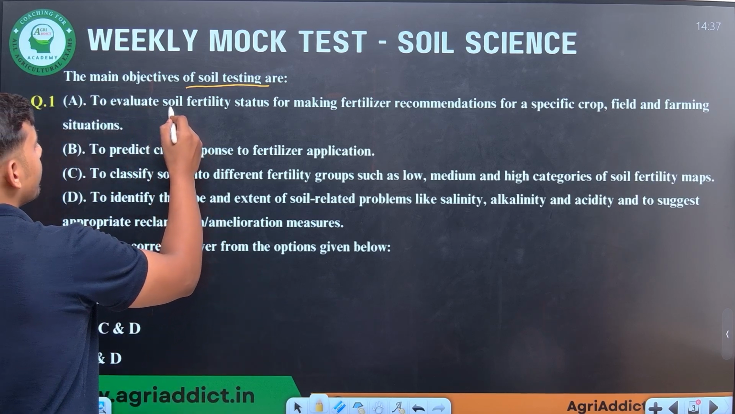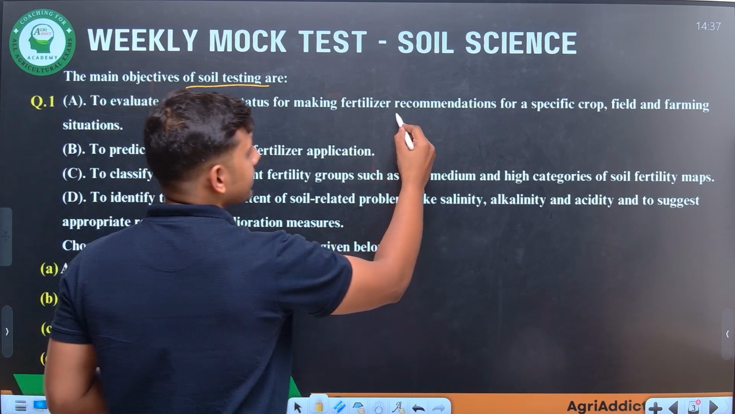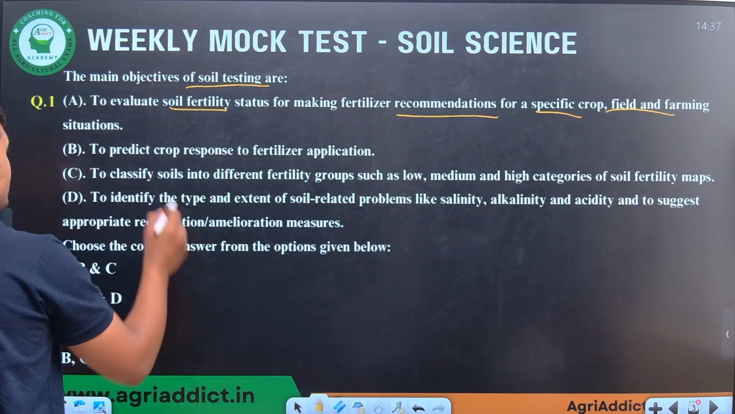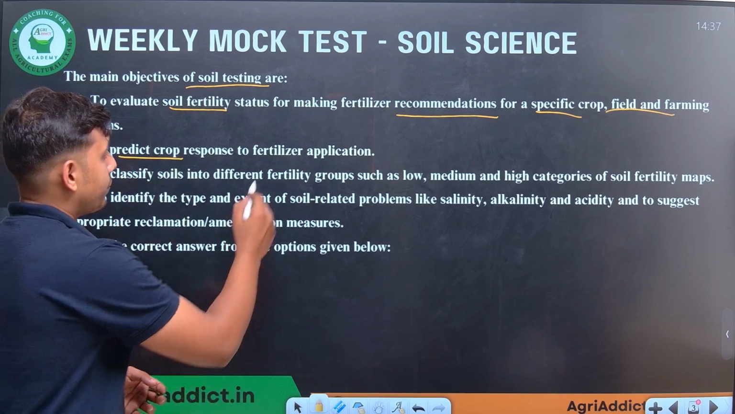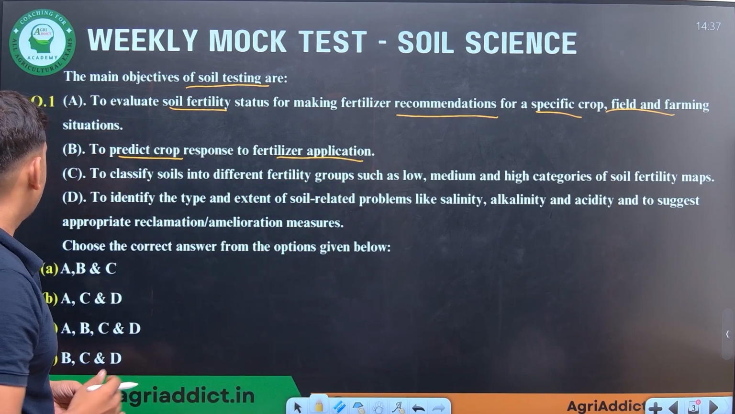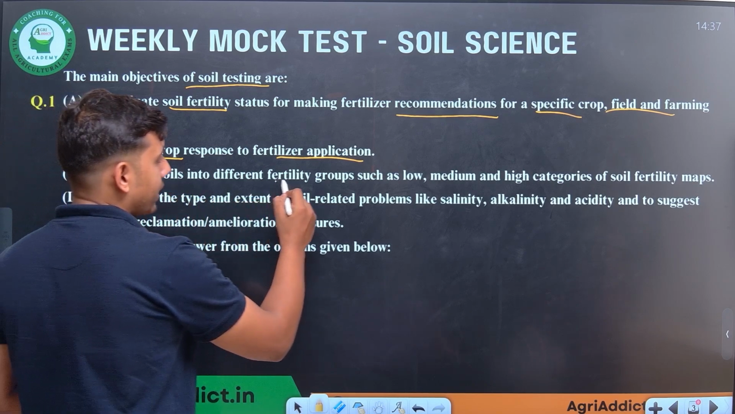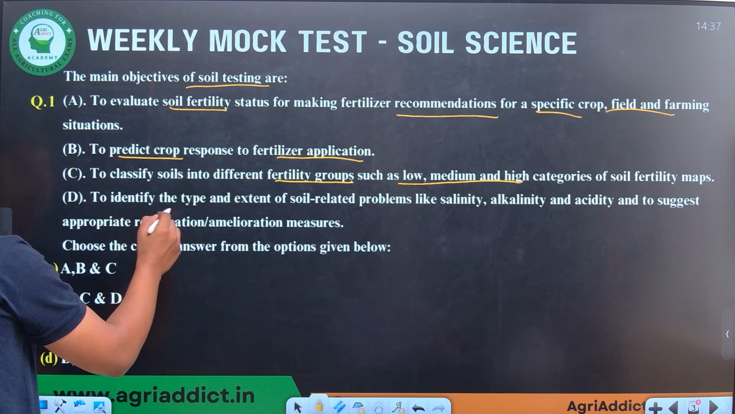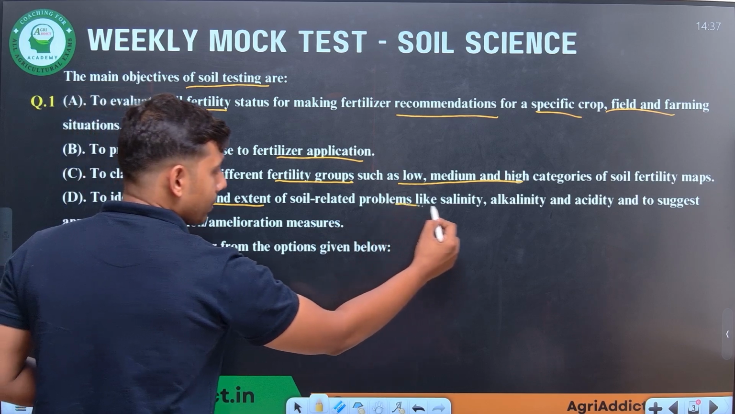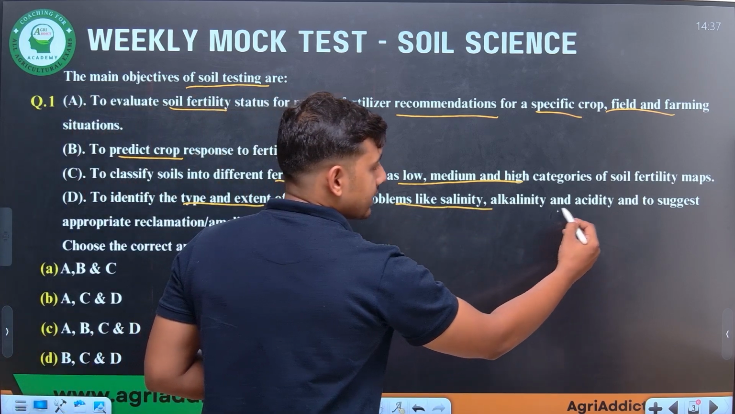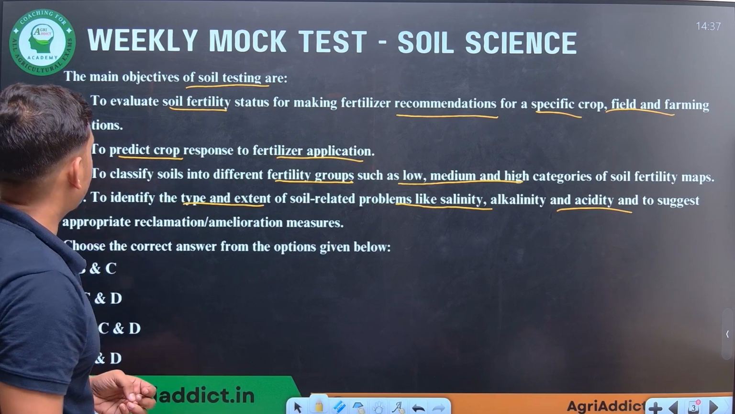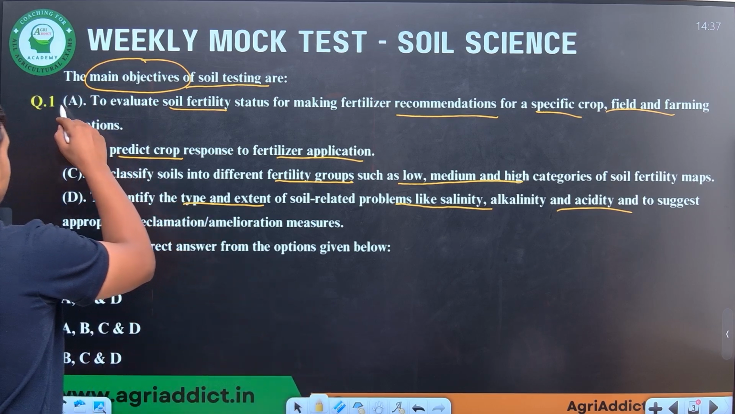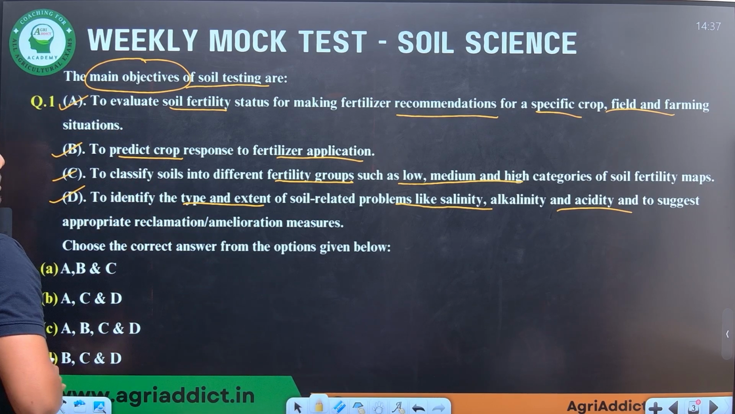To evaluate the soil fertility status and for making fertilizer recommendations for a specific crop, field and farming. To predict crop response to fertilizer applications. To classify soils into different fertility groups such as low, medium and high categories for the soil fertility map. To identify the type and extent of soil related problems like salinity, alkalinity and acidity. So these are the four options for the main objectives of soil testing, and all four options will be correct. So let's understand one by one.